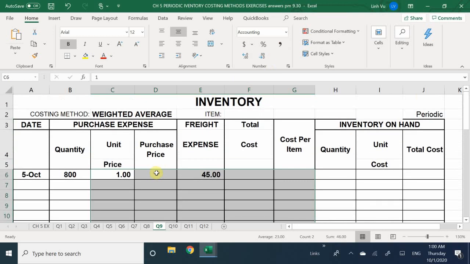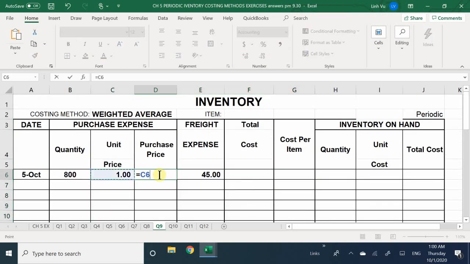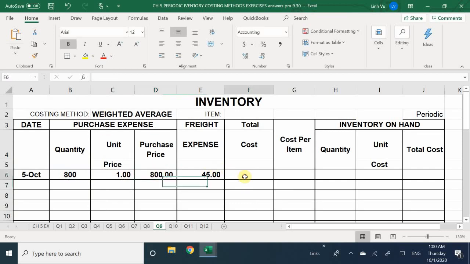So our total purchase price is going to be the 800 times $1, which gives us 800, plus 45 gives us a total of 845. Now in this case, do we need to solve for our cost per item? No, we don't, because at the end of the day, it doesn't matter. All we care about is getting our total ending balance.